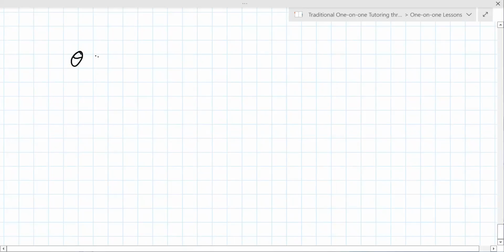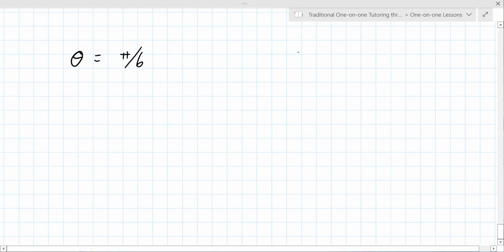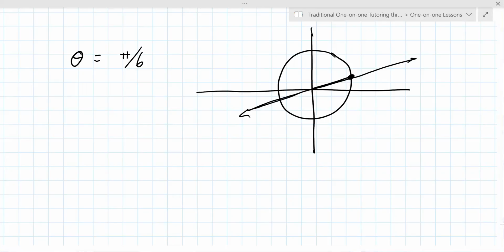Let's say I wanted you to graph theta equals pi over 6. So on your unit circle, where is pi over 6? Right there, yeah. So it's just that line that goes through those. So I'm done. But I don't have the equation. That's the problem. That's why you have to do it the way we did.